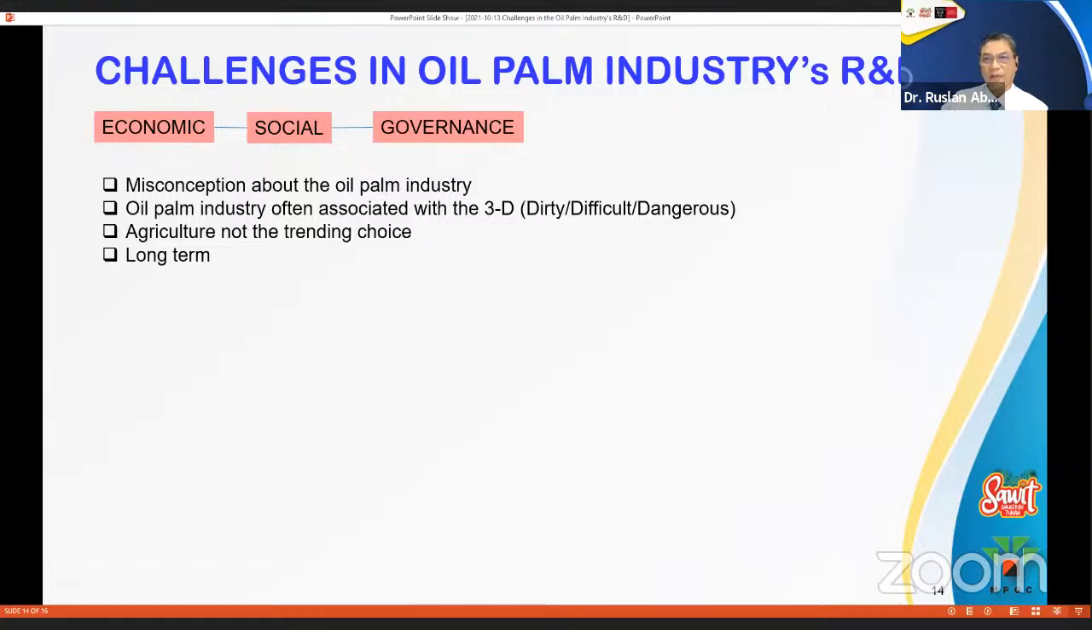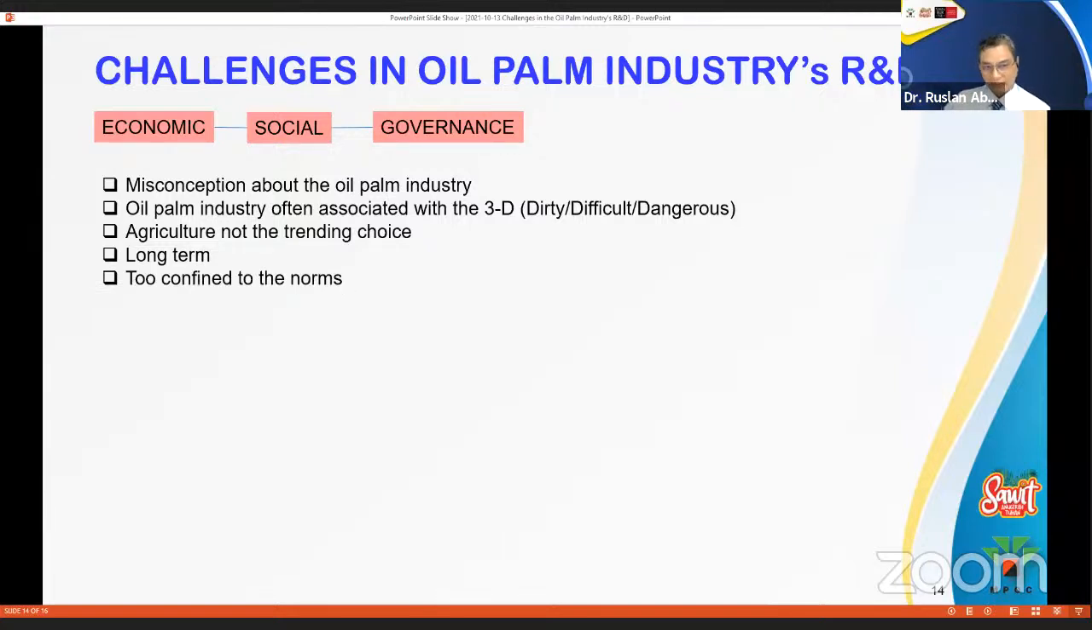And when you talk about the oil palm industry, you are talking about the long term, and it needs patience and passion. For you to be able to appreciate the outcome of your R&D, you have to have the patience and passion in the field. So if you don't have these two, I don't think you'll be able to enjoy a very interesting career in your whole life.